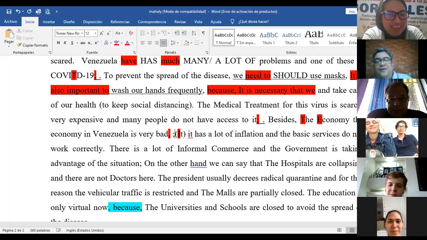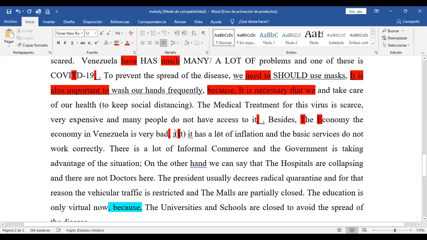Sigamos. Let's continue. Services do not work correctly. Then, if she has a period, it says there is a lot of informal commerce and the government is taking advantage of the situation. What do you say about that? We have to change the capitalization of informal commerce and government. There is a lot of informal commerce.